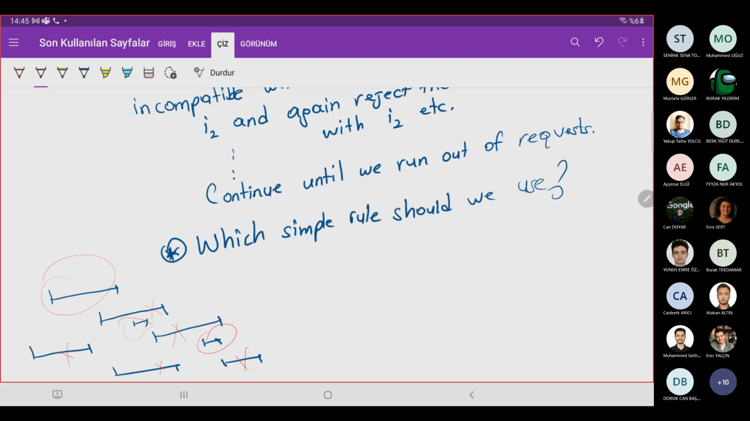Okay. So which simple rule should we use? Any ideas? What would you do? You are given some intervals with certain start and finishing times, and you want to accept as many requests as possible. What would you do? Any guesses?